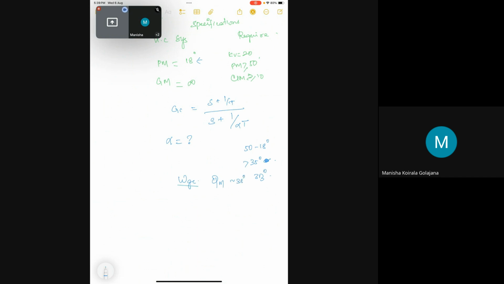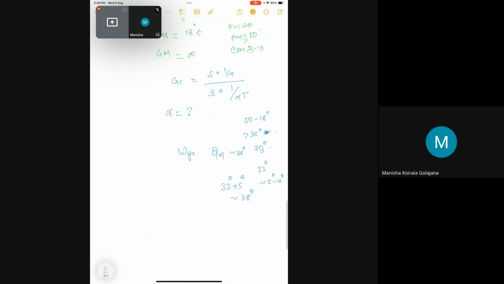38 degrees, because we need 33, but we always have this 5 to 12 degrees increment, because this will increase a lag in the phase. As we discussed, the gain crossover frequency will also change. If you shift your Bode plot towards your right, this will introduce one lag. To compensate for this lag and also to achieve this specification, we are going to add some 5 degrees increment, and design a compensator for 38 degrees instead of 33 degrees. Is it clear? Any doubt in this?